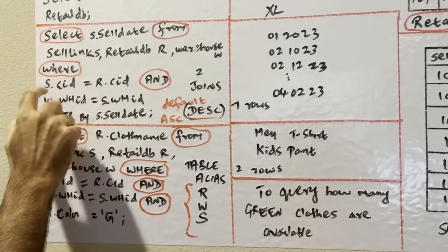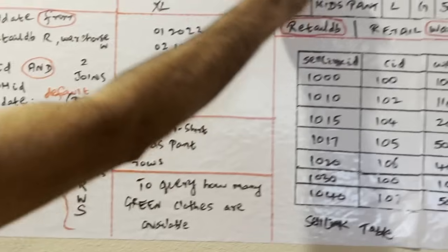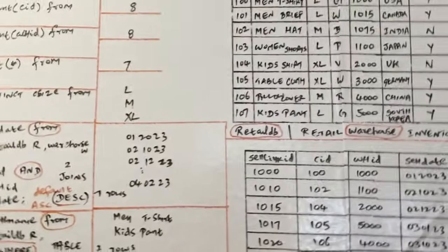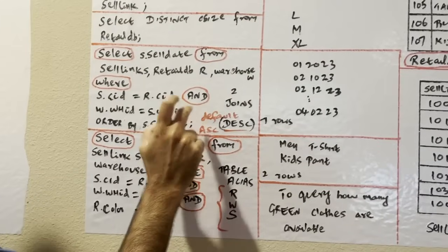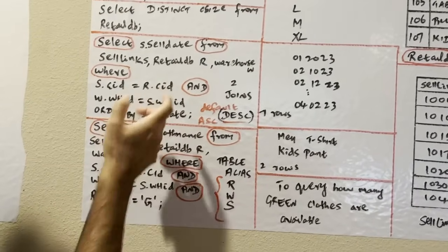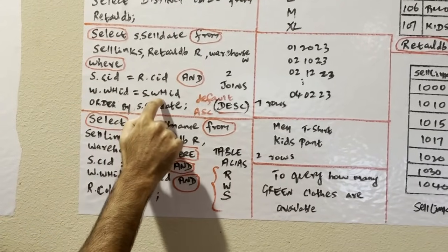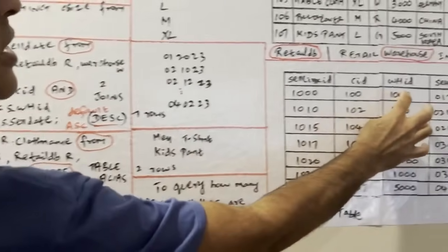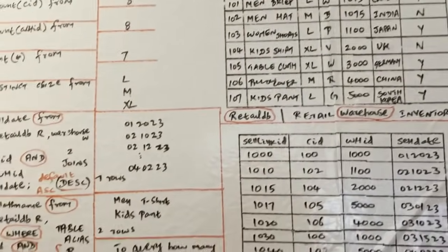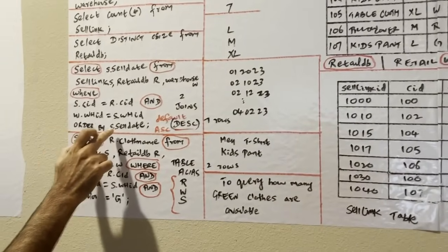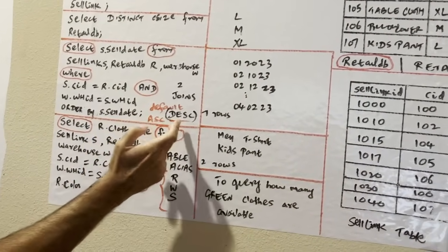Where you're joining by the CID. Remember I talked about CID being common between these 2 tables. Where S.CID equals R.CID, and that's one join, joining 2 tables. Second join is warehouse WHID and S.warehouse ID. See, joining this with that. So I'm linking all the 3 tables with 2 joins. Order by cell date. Usually it's ascending order; you can say descending order too.